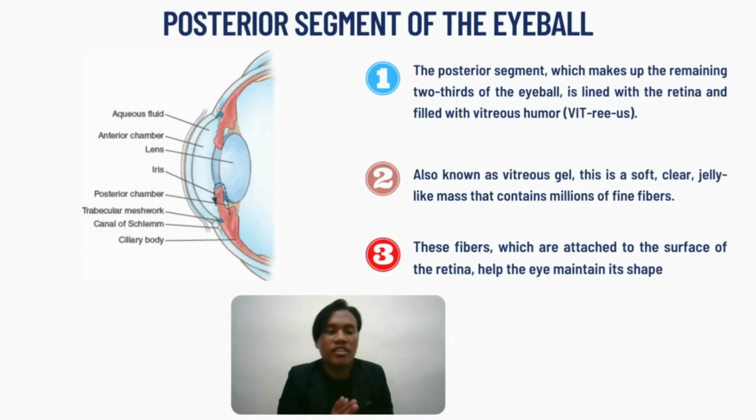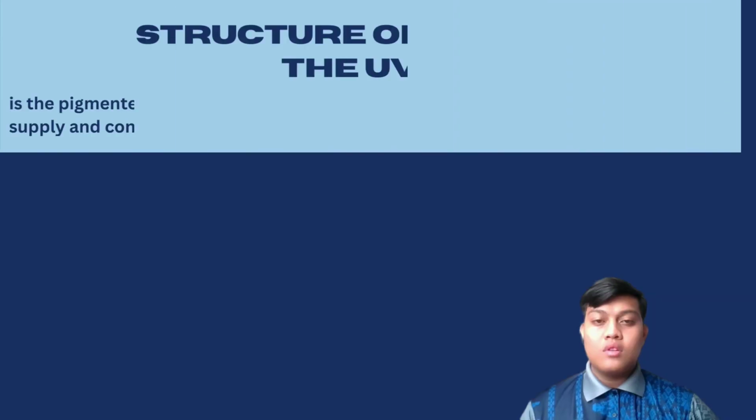Lastly, let's take a look at the second segment, which is the posterior segment of the eye. The posterior segment, which makes up the remaining two-thirds of the eyeball, is lined with the retina and filled with vitreous humor. It is also known as the vitreous, and it is a soft, clear, jelly-like mass that contains millions of fine fibers.